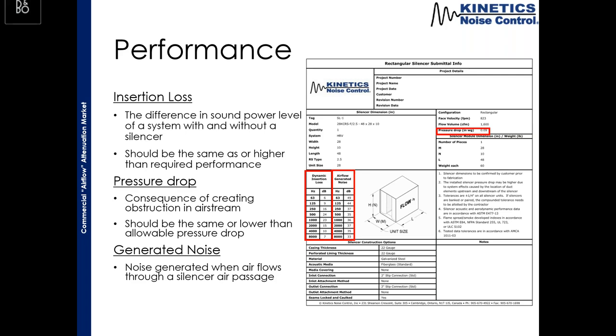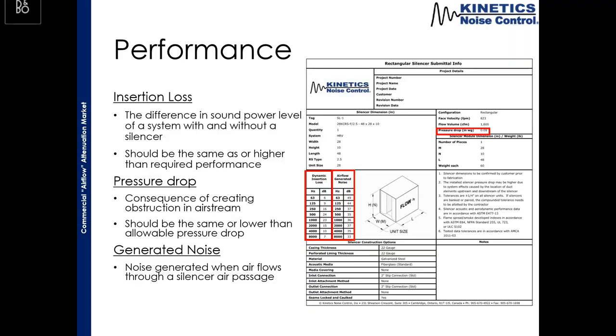Lastly, we have generated noise. Now, the same way that the pressure drop is generated, we have turbulent airflow, we have an obstruction in the ductwork. That turbulent airflow and obstruction is going to cause some noise to be generated. And that's what those numbers are. Now, for the most part, if we compare those generated noise numbers to the sound power levels of the unit the silencer is servicing, usually these generated noise numbers are quite a bit lower, and in most cases they're negligible when we consider the sound levels over the entire system.